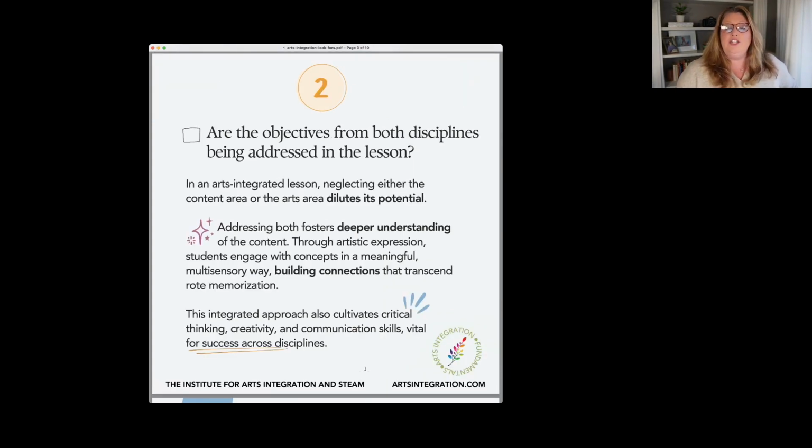Number two, are the objectives from both disciplines being addressed in the lesson? Which means, am I addressing an arts and a content standard together? Do they make a natural fit? Right? Are they aligned? Am I using them together? Is one being used in service of another, right? Or are they used on an equal plane, right? So that's another one. I'm going to show you how this works when we get into the lessons, but these are just the items themselves.